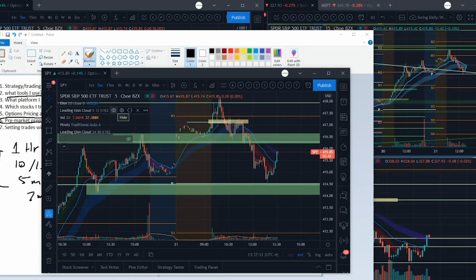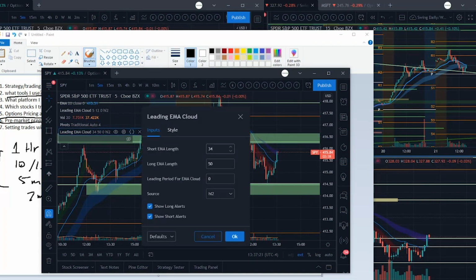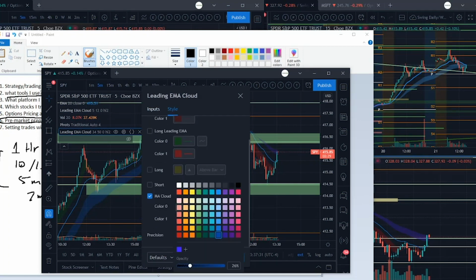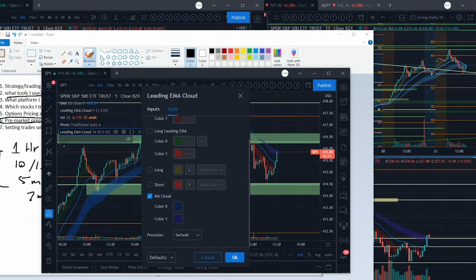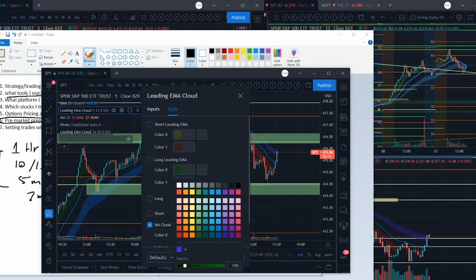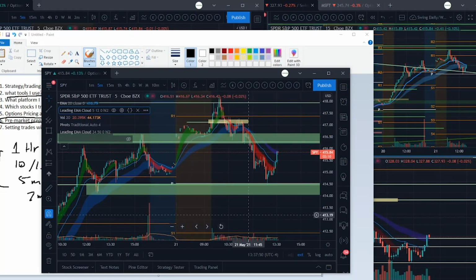I'll just unhide the other one. But if I go into the settings for this, into the EMA cloud settings, on inputs, the short EMA is going to be 34, the long 50, leading period 0. And then when I go to style, I'm going to make everything non-checked off except for the last one where you can see the MA cloud. And then you can make them whatever color you want. I typically go purple and blue for the 34-50 and green and red for the 5-12. So you can see them here, make it a little sharper. So these are the clouds.